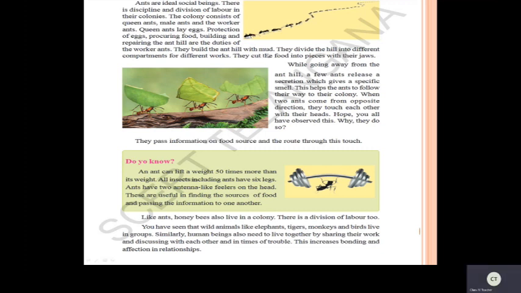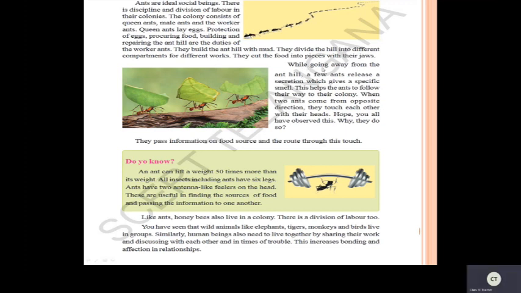Have you ever seen these ant hills, children? Yes, they divide the hill into different compartments for different works. They cut the food into small pieces with their jaws.